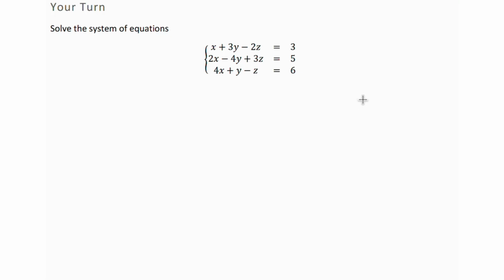Solve the system of simultaneous equations, and in this case we're going to use substitution. There is another video solving this exact problem with matrix row reduction and another one using elimination, but here we'll use substitution. To do substitution, we first need to rewrite one of these equations as y or x equals. I'm going to take this one here and make it x equals 3 minus 3y plus 2z.